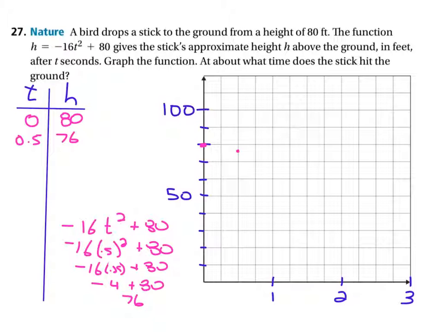Okay, let's keep going. Let's try 1 now. What is 1 when we square it? 1 squared is 1. Negative 16 times 1 is negative 16. Plus 80 is going to be, let's see, 64. So we've got 1 comma 64. And if we plotted that, well, here is 1 comma 50, 1 comma 60, 1 comma 64 is right around there.